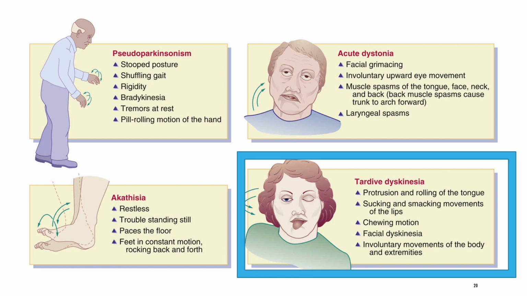Tardive dyskinesia is characterized by protrusion and rolling of the tongue, sucking and smacking movements of the lips, chewing motion, facial dyskinesia, and involuntary movements of the body and extremities. These extrapyramidal symptoms can begin within 5 to 30 days after initiation of antipsychotic therapy and are most prevalent with the phenothiazines, butyrophenones, and thioxanthines. Tardive dyskinesia may develop in 20% of patients taking antipsychotics for long-term therapy.